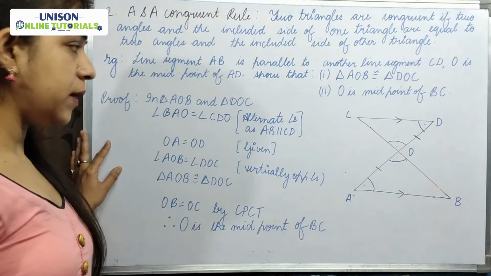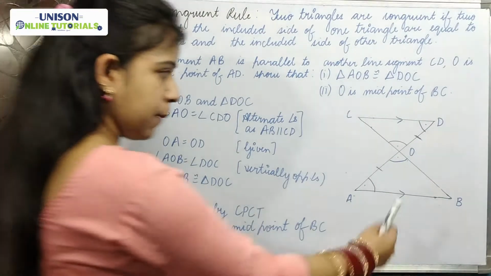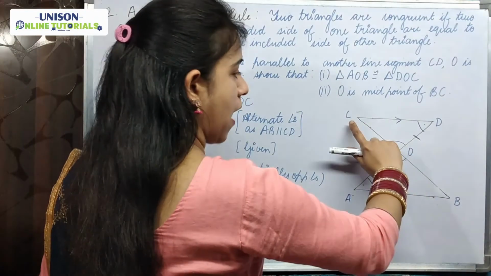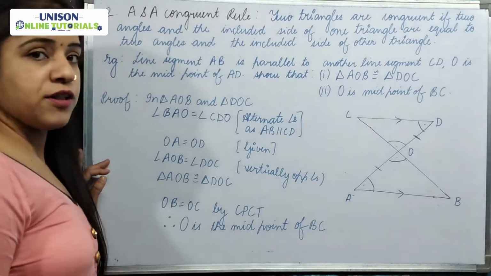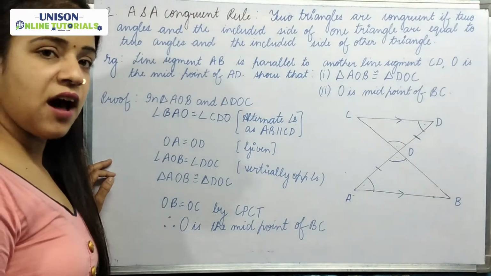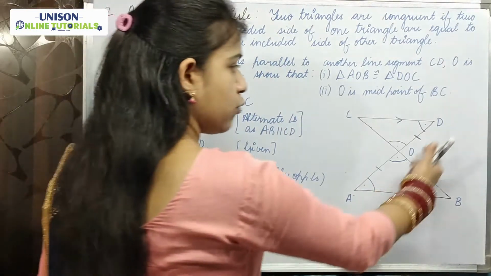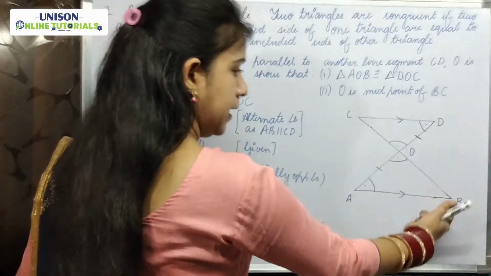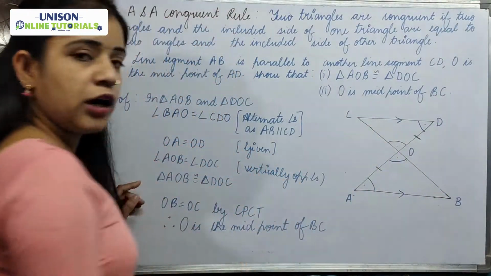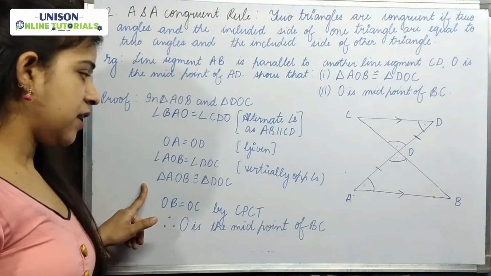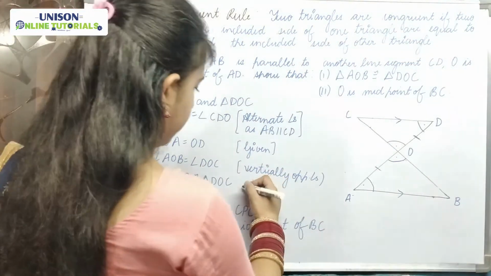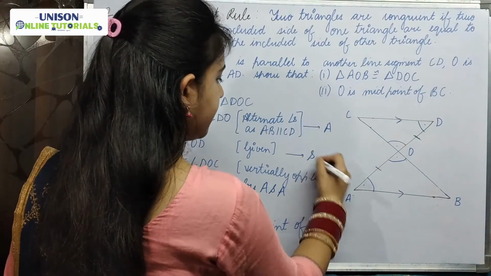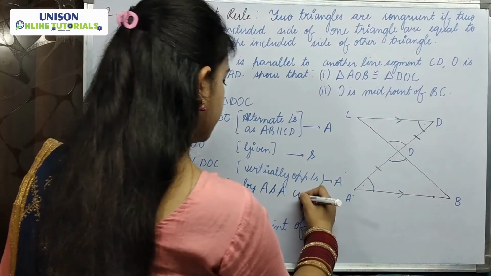So in triangle AOB and triangle DOC, first of all, AB is parallel to CD. That means angle BAO equals angle CDO, because AB is parallel to CD, so alternate angles are equal. Next one, OA equals OD because O is the midpoint of AD. And third one, angle AOB equals angle DOC, vertically opposite angles. Then triangle AOB is congruent to triangle DOC by the angle side angle congruent rule.